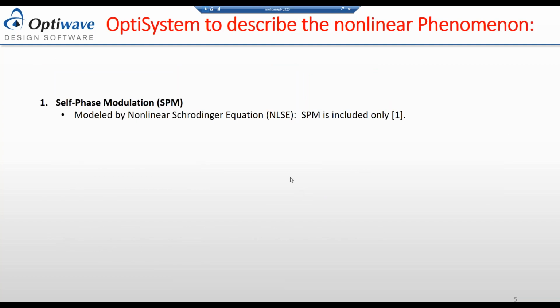Okay. Let us start with the first example, the first nonlinear phenomenon. So, self-phase modulation. Let us first explain the physics without equations.